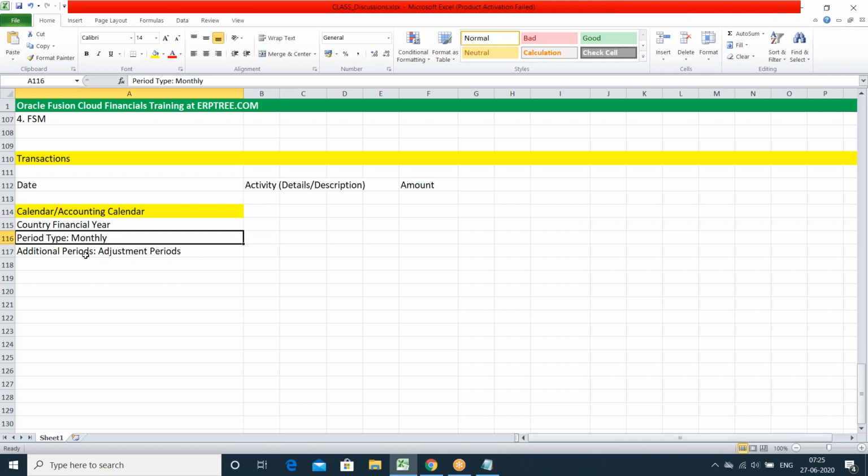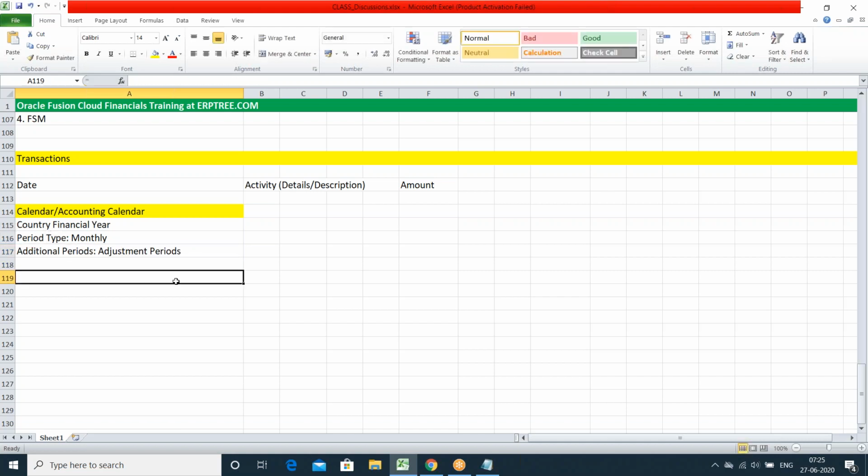Lakshman, Jyotsna here. In one of the clients I worked, they had a 13 period accounting calendar. Yes, I'm talking about the same. See, if you take period type as monthly, how many periods can you have in the calendar? It can be 12 periods, right? 12. If you take one additional period.